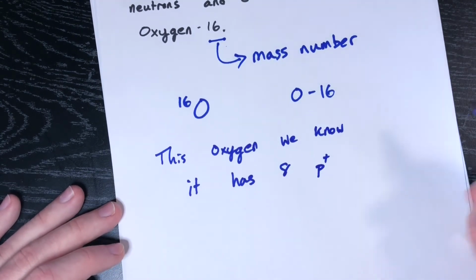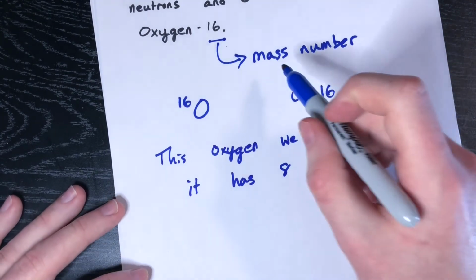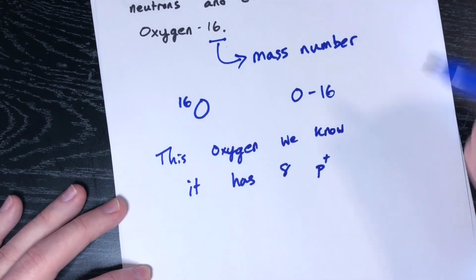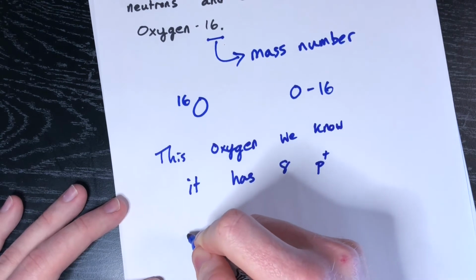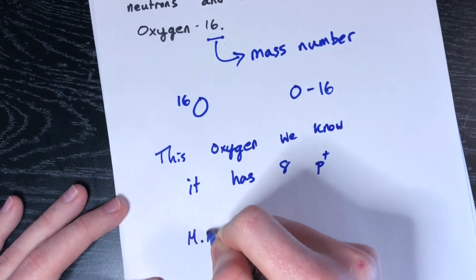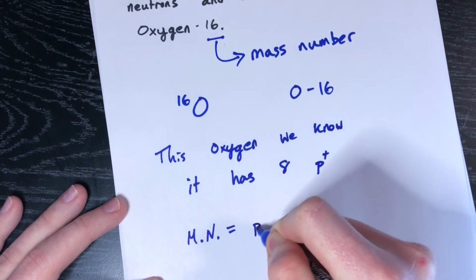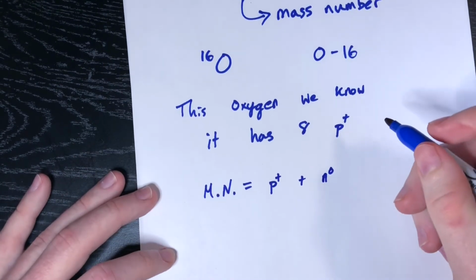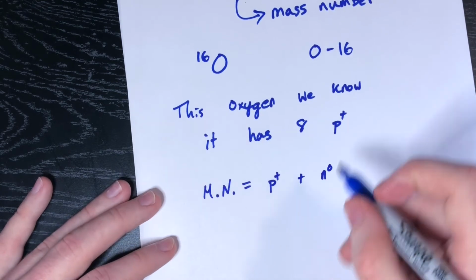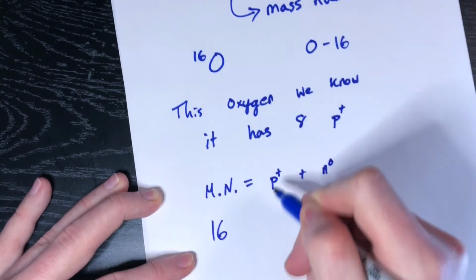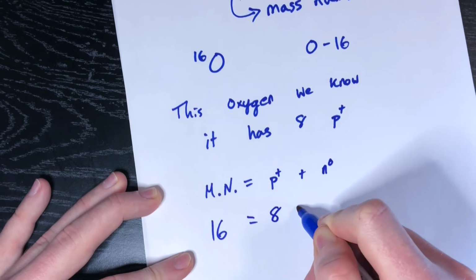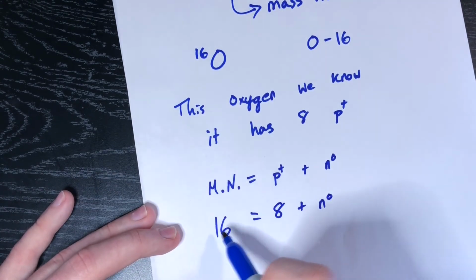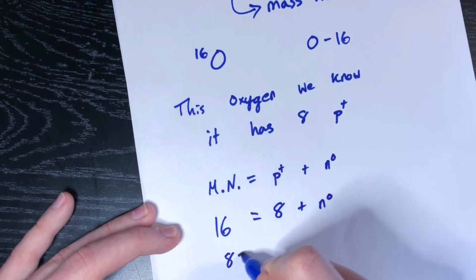Okay, now what about the neutrons? Well, we know that the mass number is the sum of the protons and the neutrons. So mass number, I'm going to indicate as Mn, equals protons plus neutrons. So we can use this equation if you want to figure out the number of neutrons that we have. So we know our mass number is 16, proton number is 8, and we're looking for the number of neutrons. So you basically just take your 16 minus 8, and you'll end up with 8 neutrons.